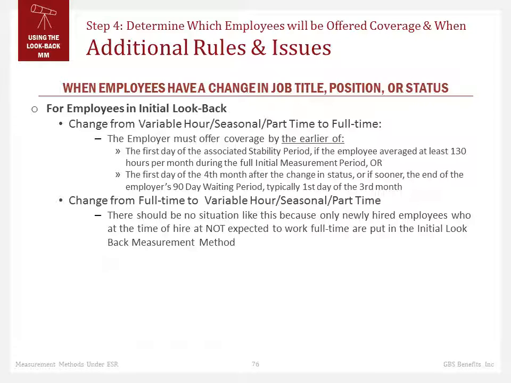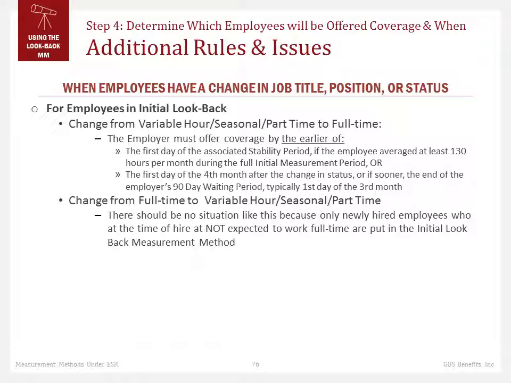The first thing you do is say, are they in their initial look back, or are they in their standard look back? If they're in their initial look back, you're going to apply one of these 2 rules. If they're changing from variable hour, seasonal, and part-time to full-time, then you've got that rule there at the top. If they're changing from full-time to variable hour, seasonal, and part-time, there should not be a problem, because there shouldn't be anybody in this situation, because only newly hired employees who at the time of hire are not expected to work full-time are put in the initial.